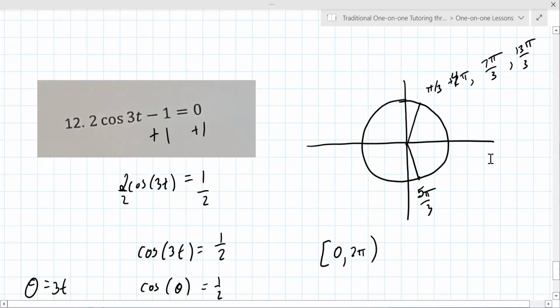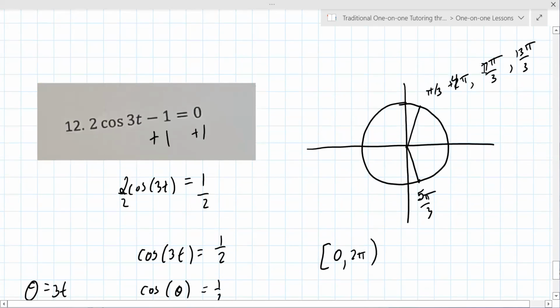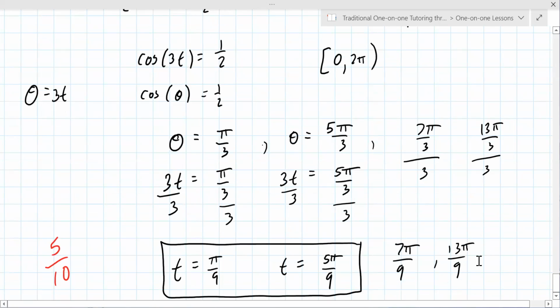Make sure I'm doing this right. Yeah. So, for this one, there's actually quite a few answers. And you can start seeing the pattern here. It's 1 pi, 7 pi, 13 pi, but 19 pi over 9, that's too big. That's greater than 2 pi.